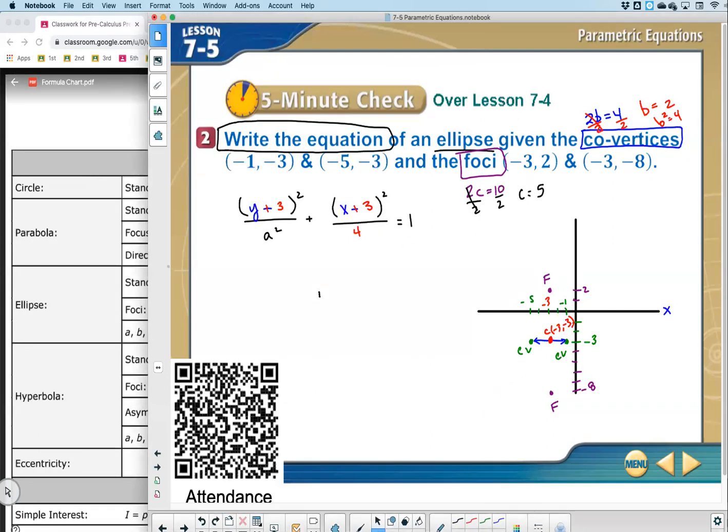C squared has to equal a squared minus b squared. We're going to use our values. If c is 5, then c squared equals 25. So we'll say 25 equals our unknown a squared minus the b squared, which is 4. B squared we know is 4. I do my algebra, I'll add 4, and we find our a squared that we've been looking for. 29 equals a squared. So that would go here and be our solution to number 2.